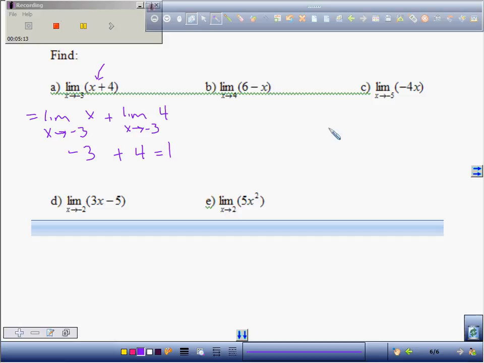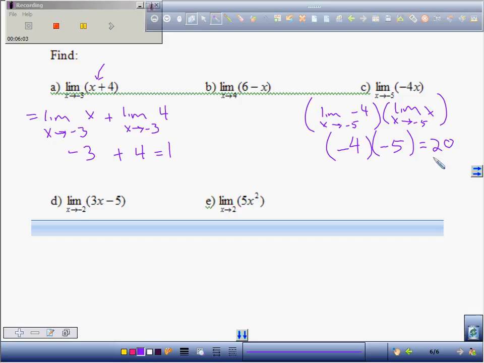This one says I could break this into the limit as x goes to negative 5 of negative 4, times the limit as x goes to negative 5 of x. And what's this equal to? That's equal to negative 4, and this is equal to negative 5, and negative 4 times negative 5 is positive 20, okay?